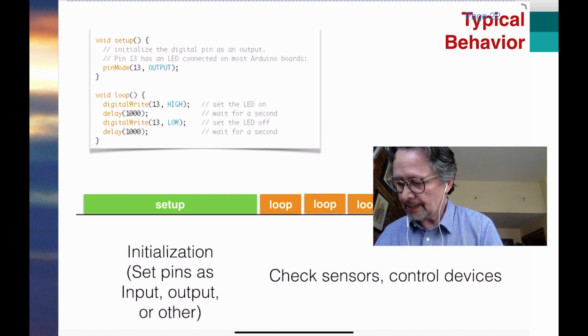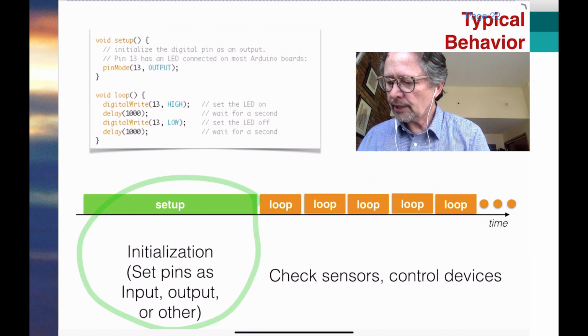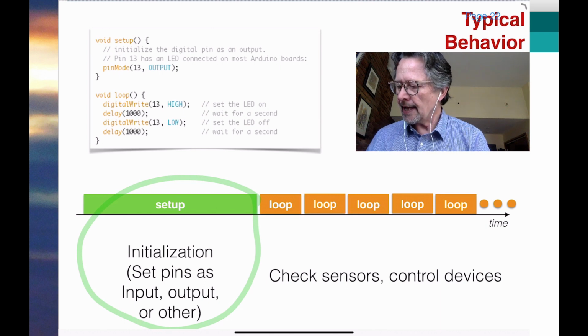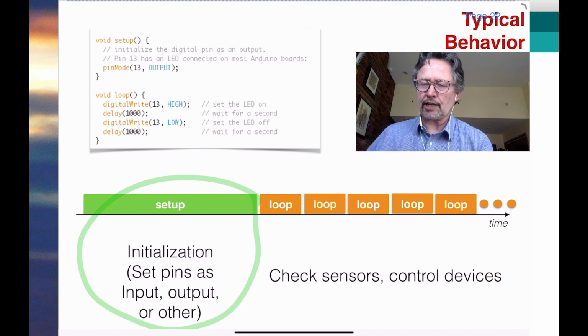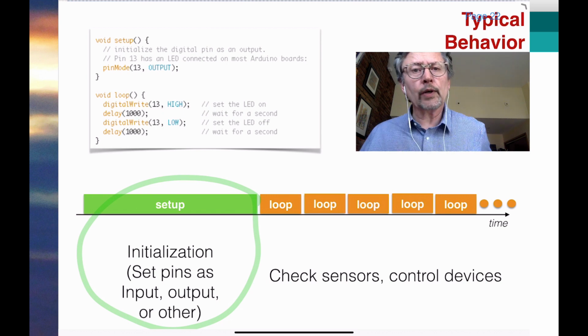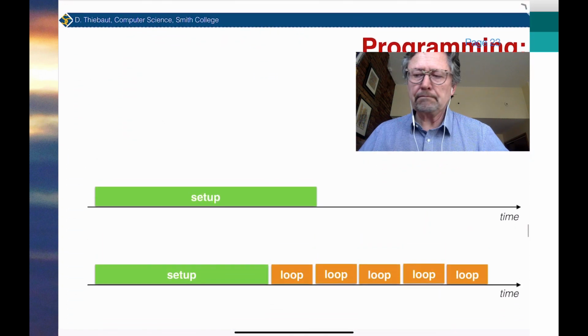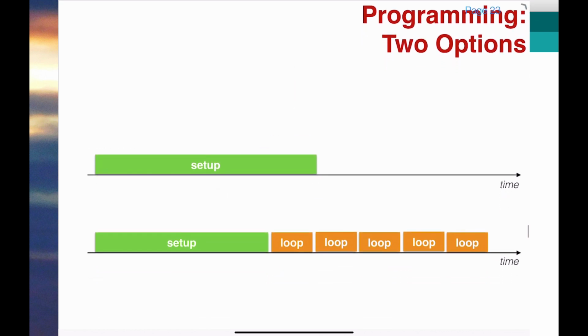Typical behavior is that during setup, you initialize the pins. You say, I'm going to use these pins, and some of them are going to be output, some of them are going to be input. And then you do that once, and that's sufficient. And then loop takes over, repeatedly. What loop does is it checks the sensors, it checks whether some things are turned on, some switches, some voltage, and then will activate LEDs or activate motors or all kinds of different things. But it does it in a loop all the time.